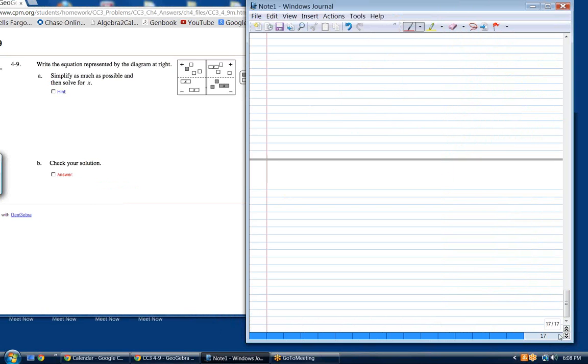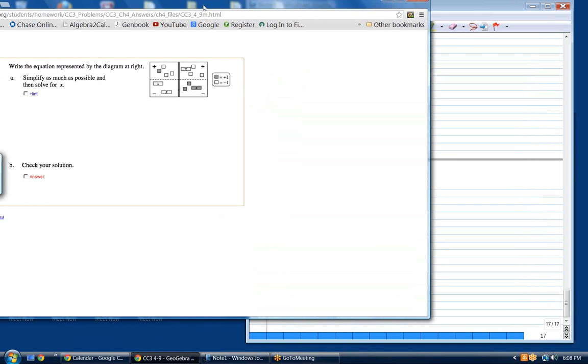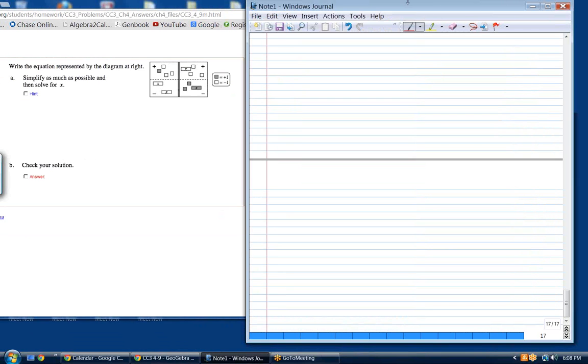All right, write the equation represented by that diagram. Well, I have to admit I'm a little mystified by what they're doing here. I'm sure that they have their reason for doing it like this. Do you know what these mean? Kind of. Okay, tell me what's missing here that I'm not seeing. So you need to simplify it first.